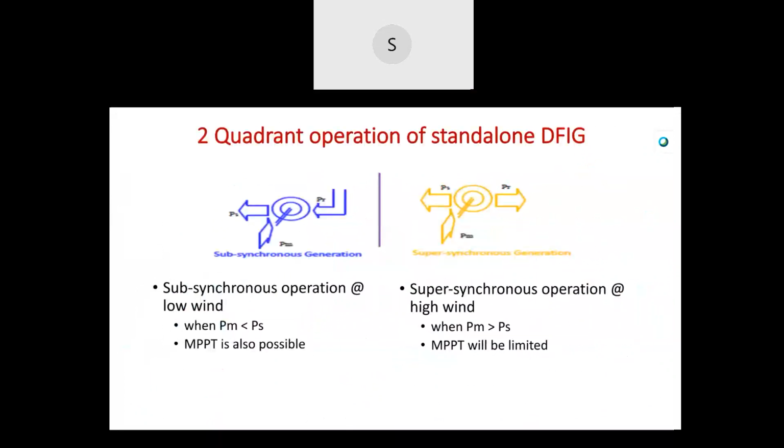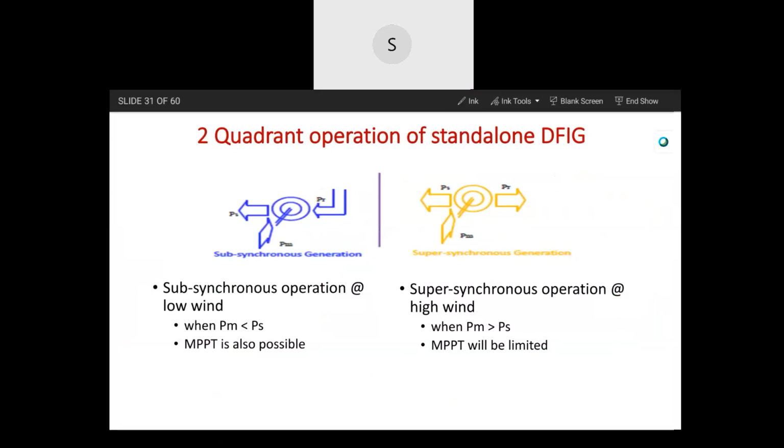So in this standalone operation, when it operates in a microgrid, the DFIG has two-quadrant operation, that is, subsynchronous generation and supersynchronous generation. For subsynchronous generation, the turbine will be giving the mechanical power input and the stator will be giving an output. To the rotor, there is an injected power. That means the mechanical power supplied to the machine is less than the stator power required. The stator has a load, so it's less than the load demand on the stator.